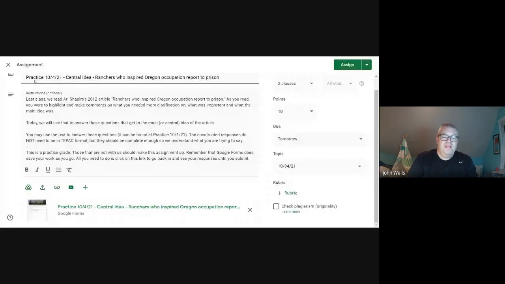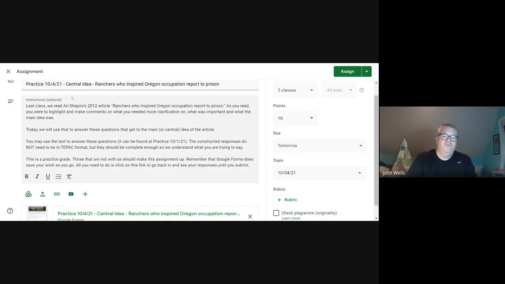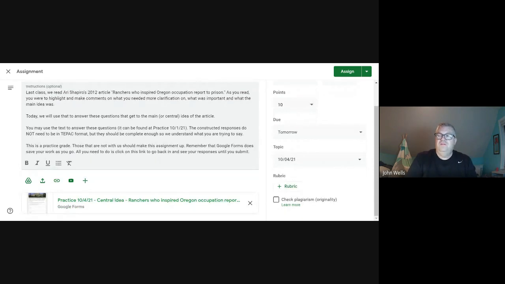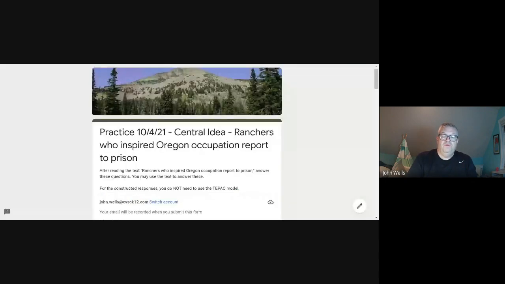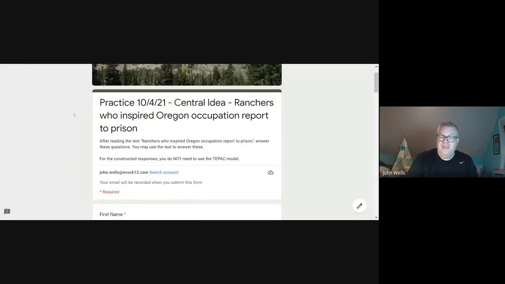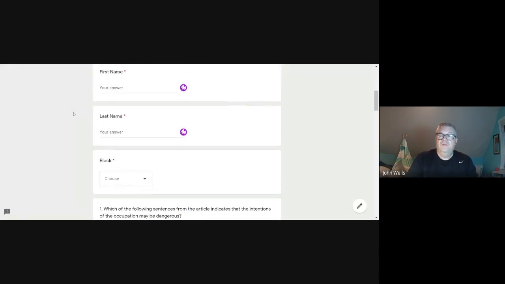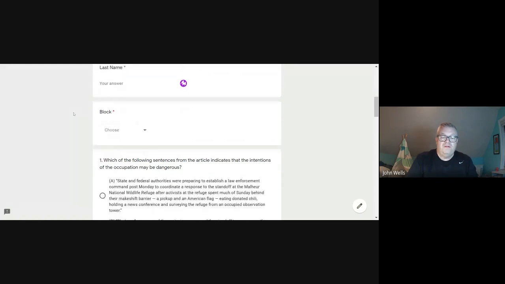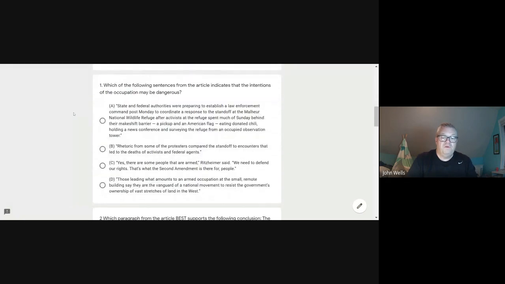Today's assignment, practice 10-4-21, which is, again, we're looking at the central idea. And we are looking at this piece here, Ranchers Who Inspired Oregon, Occupation Report to Prison. And we are going to use that text and your markings to answer a set of questions. Now, those questions will be here on this Google form right here. And you may use the text to answer them. All right. These answers will not be directly in the text. You will have to infer the answers.